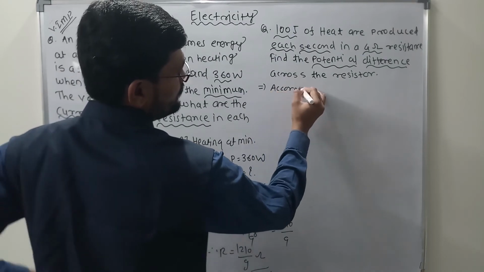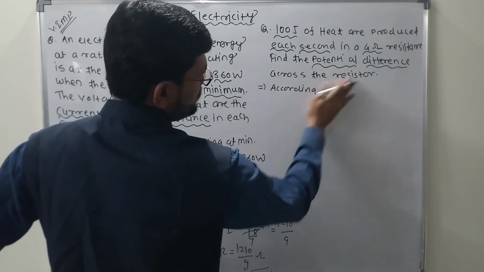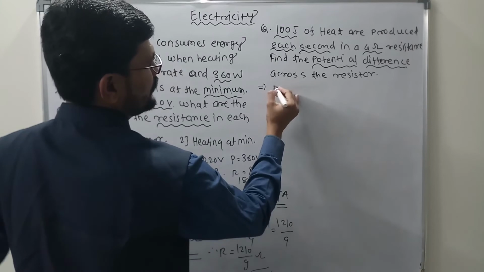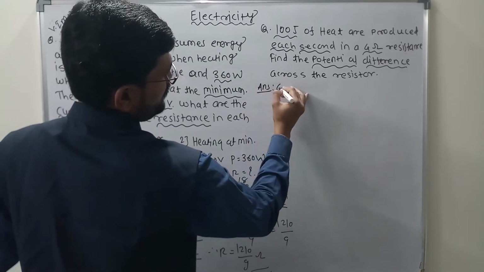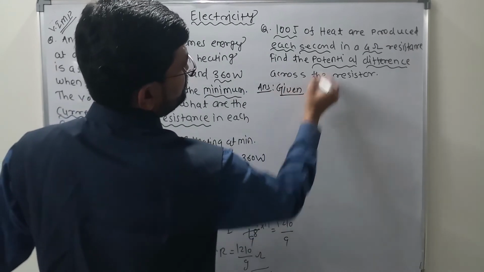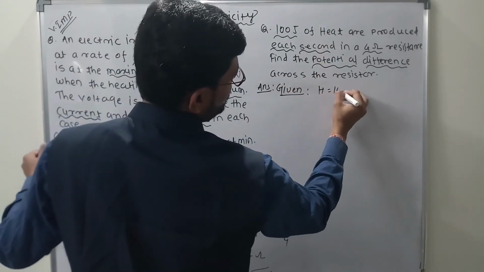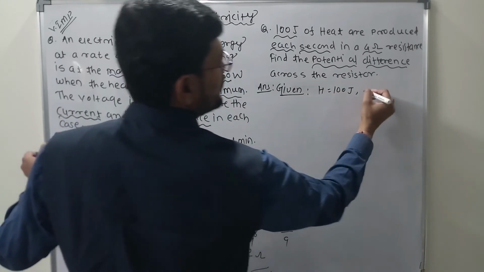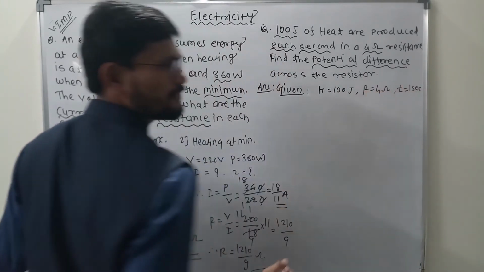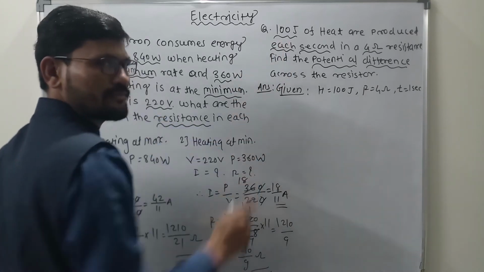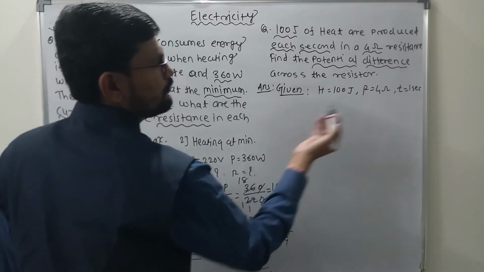According to Joule, first of all, we'll write down the given. Why are we in a hurry? That is given. What is given here? H is given how much? 100 joule. Next, what is given? R is 4 ohm. Time is 1 second. How do I understand the time is 1 second? Because they are mentioning each second, that is 1 second.